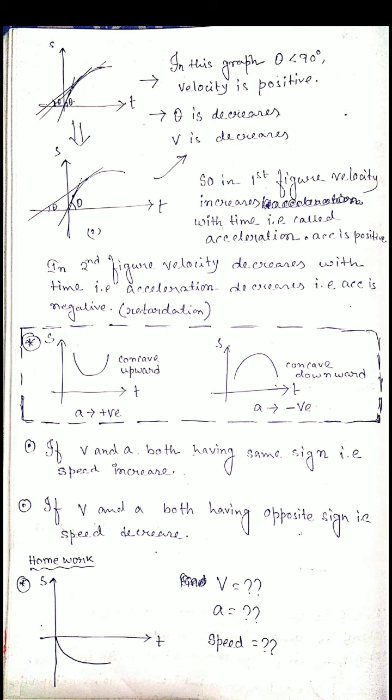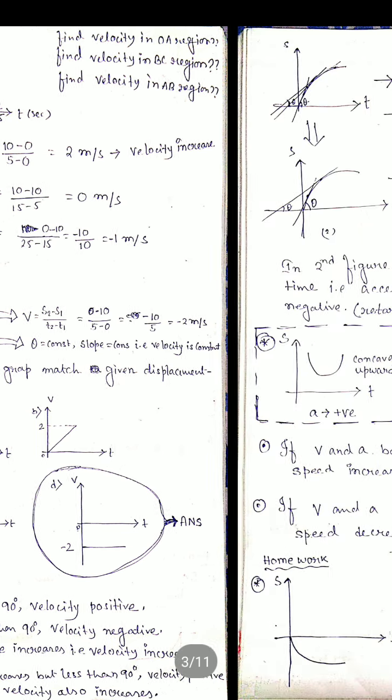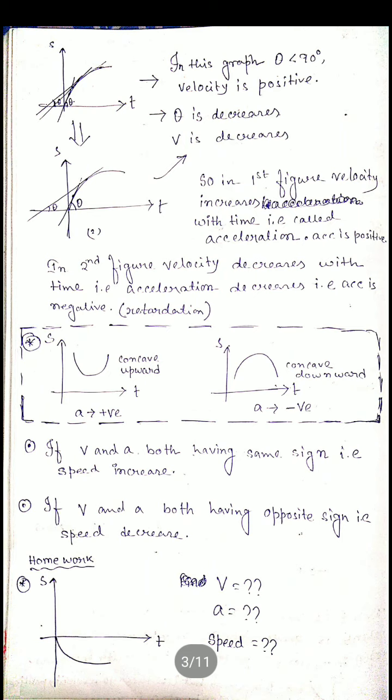So you can remember, if slope is constant, that means in this third case, if the theta value is constant, that means velocity is 0. Understand? Because if theta is constant, velocity is also constant. Clear? So if velocity is 0 or constant, then there is no acceleration, because velocity does not change with time. Theta value is not changed with time.